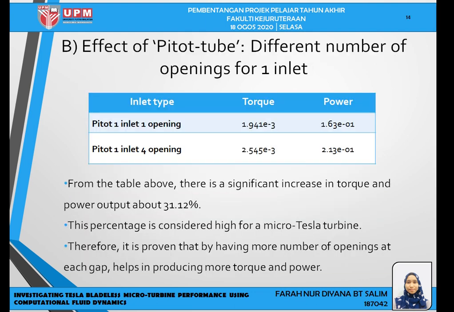Okay, next, the effect of the pitot tube, with a different number of openings for one inlet only. I'll be comparing different numbers of openings, 1 opening and 4 openings, in 1 inlet only. So from the table, there is a significant increase of about 31.12% in both torque and power, and this is considered high for a micro Tesla turbine. Therefore, it is proven that having more openings helps produce more power and torque.